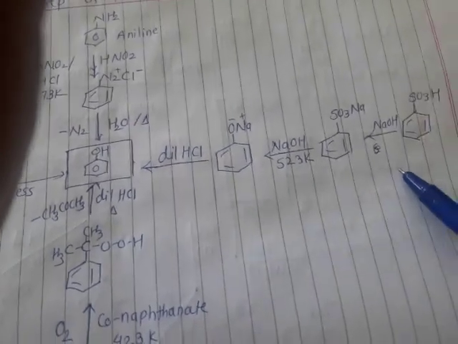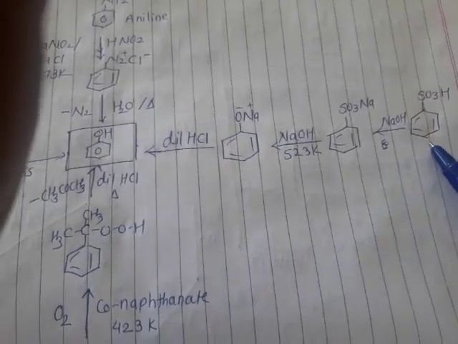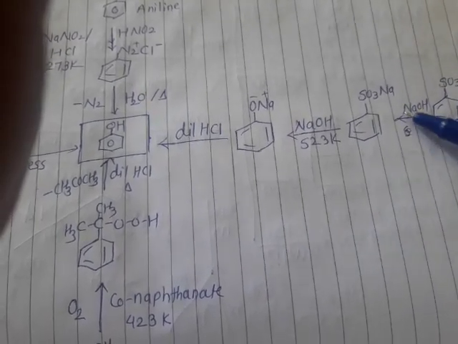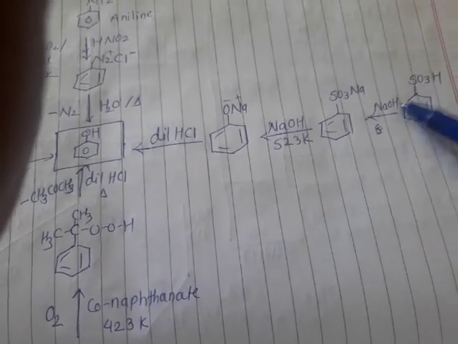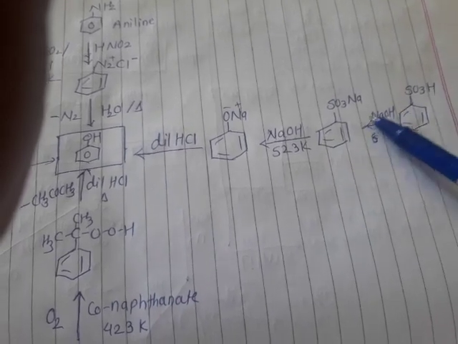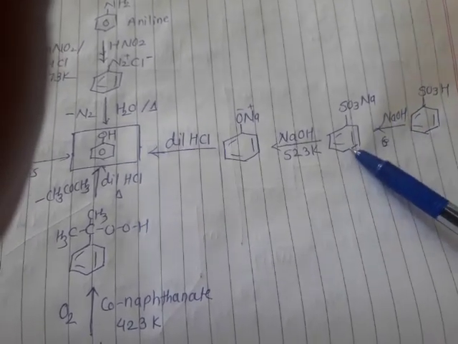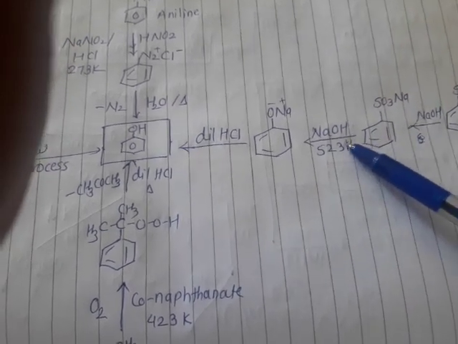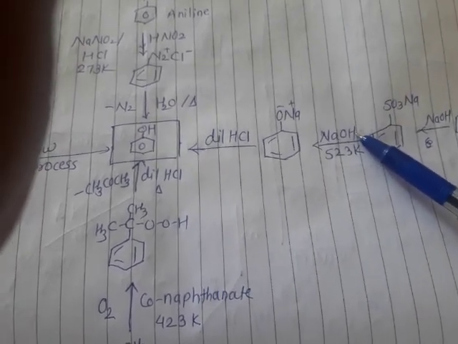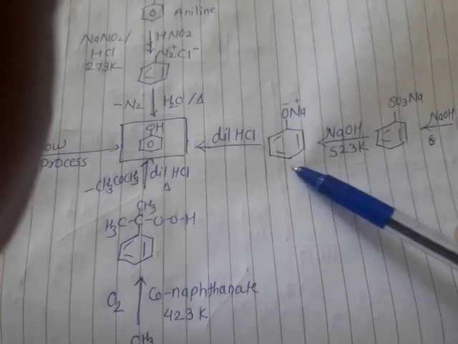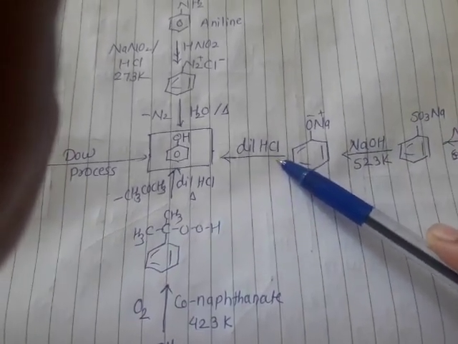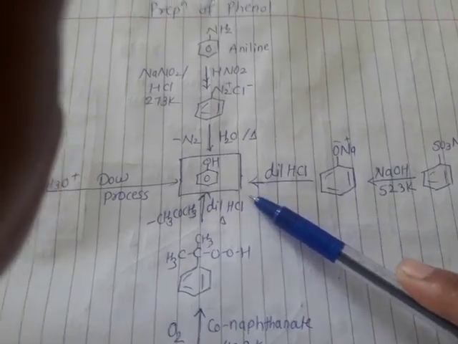Next method of preparation is by using benzene sulfonic acid. As it is an acid, it is treated with NaOH, so neutralization takes place. Acidic hydrogen is replaced by Na, and we get sodium benzene sulfonate, which is further heated with NaOH at 523 Kelvin. We get sodium phenoxide. Sodium phenoxide is treated with dilute HCl and we get phenol.